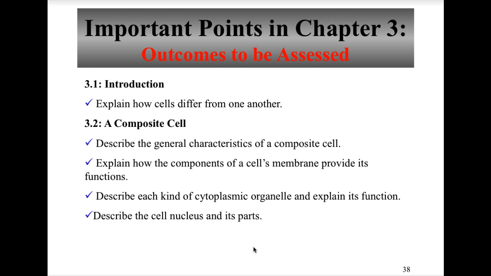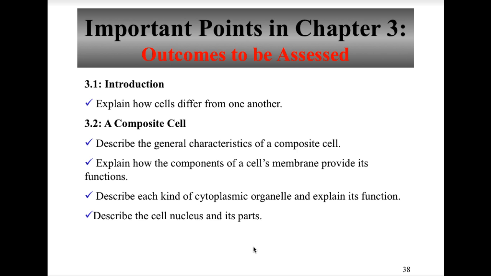Overall, this is our lecture on chapter 3, the cell chapter of our anatomy and physiology unit. We looked at and explained how cells differ from one another. We looked at a composite cell and described its general characteristics, explained how the components of a cell's membrane provide its functions, described each kind of cytoplasmic organelle and explained its function, and described the cell nucleus and its parts.